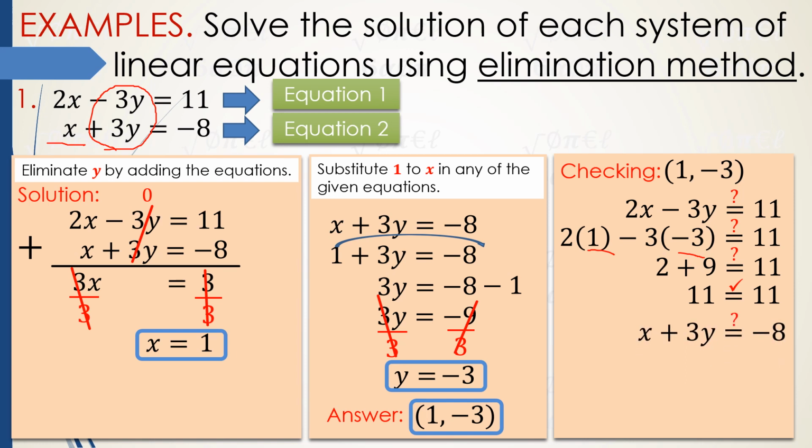x plus 3y equals negative 8. So, papalitan natin yung x ng 1 at yung y naman ng negative 3. Okay. So we have 1 plus 3 times negative 3. Is that equal to negative 8? So that is now 1 plus, or 1 minus 9 na bale, kasi yung 3 times negative 3 is negative 9. So is that equal to negative 8? 1 minus 9 is negative 8, which is also equal to negative 8.